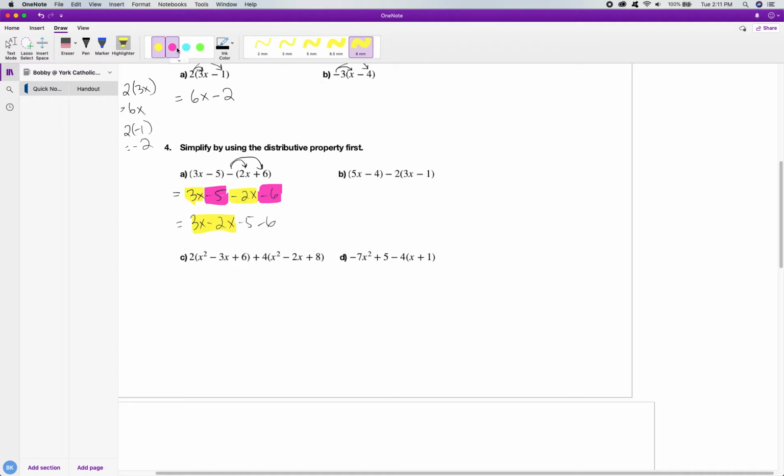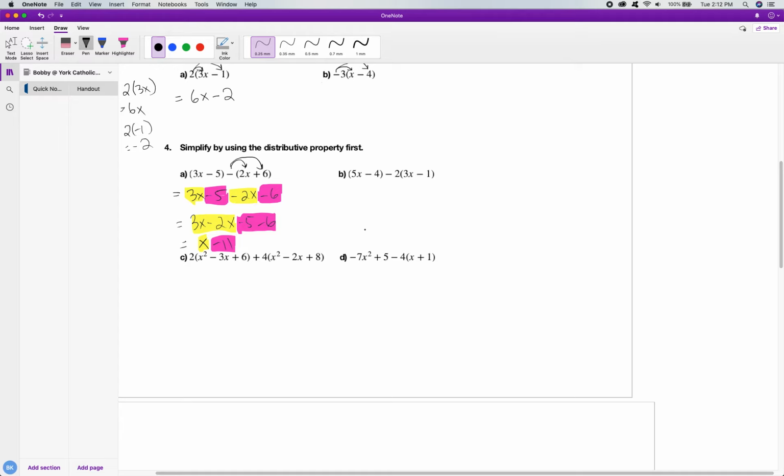Yellows, pinks. Okay, so now subtracting here, 3 minus 2 is 1. So there's 1x. I just write x. Negative 5 minus 6 is negative 11. Final answer. Those are the yellows. Those are the pinks. All done.